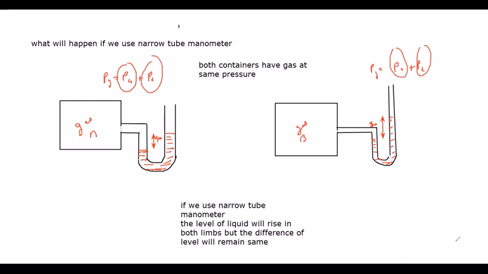And if we use a higher density liquid, if you have two manometers, one a wider tube manometer and another a narrow tube manometer, and you connect them to a gas cylinder having a gas at the same pressure: in the narrow tube manometer, the level of the liquid in both limbs will be higher, but the difference in the level will be the same. In the wider tube manometer, the level of the liquid in both tubes will be lower, but the difference in the level will be the same, which shows that the pressure of the atmosphere plus the liquid balances the gas pressure.